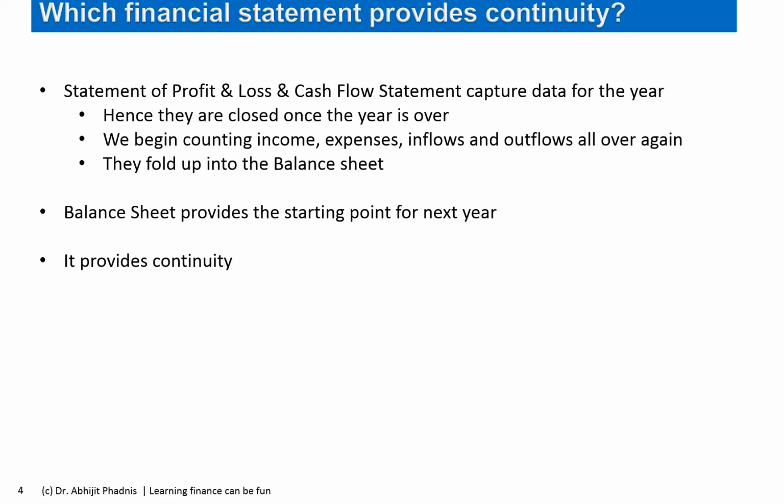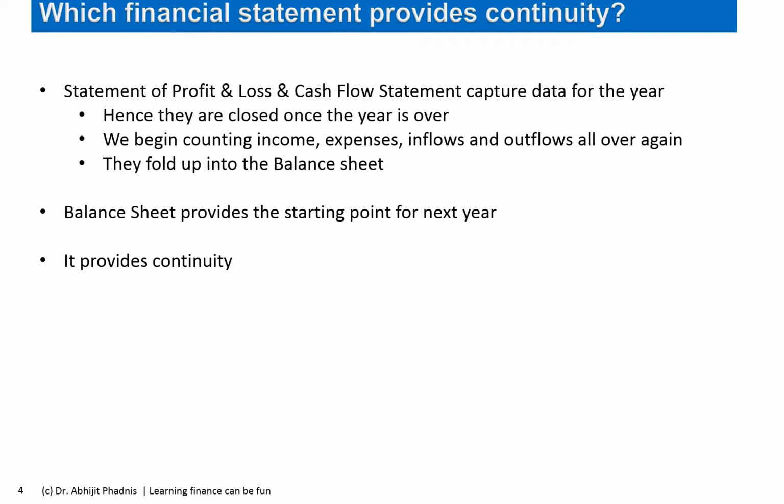Friends, now let us grapple with the question, which of these three financial statements provides continuity from year to year? Now, the statement of profit and loss and the cash flow statement capture data for the year, as we had already seen on the previous slide as well as in the separate discussion on those statements. So what happens is they are closed once the year is over. How are they closed? The net effect of the statement of profit and loss is the profit, and that's captured into equity, as we already saw in the previous slide. Similarly, the net effect of the cash flow statement, the net cash flow, changes the bank balance, and therefore even that effect is captured in the balance sheet.